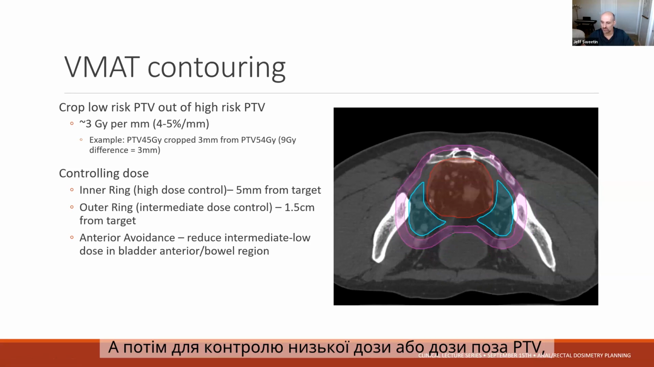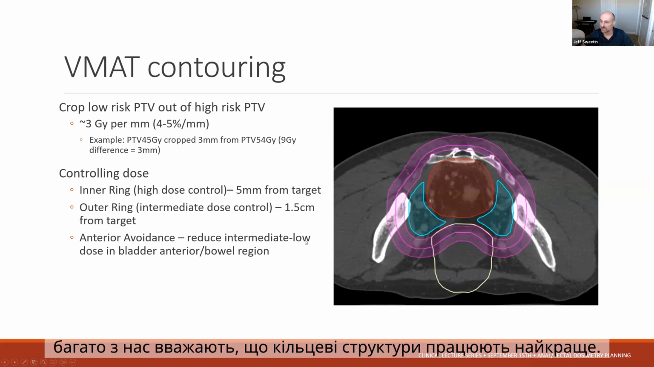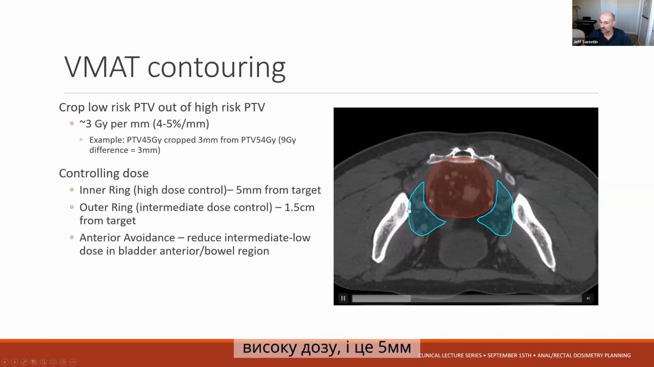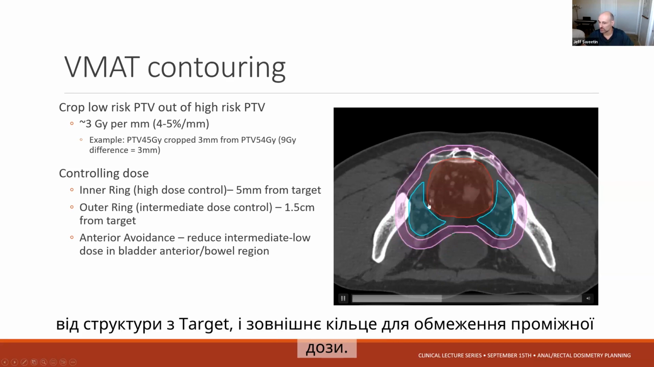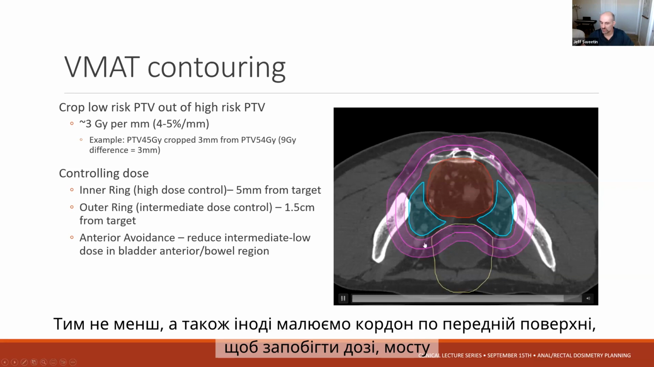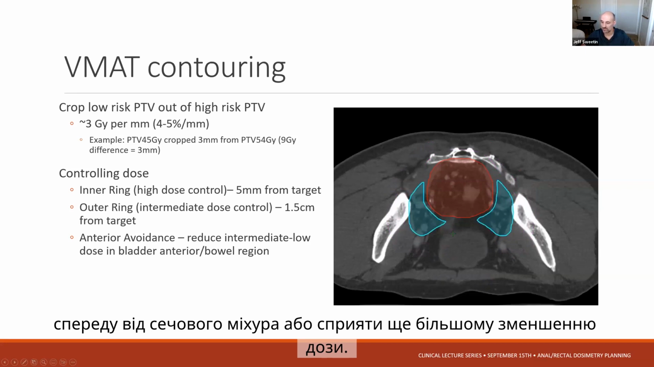And then for controlling low dose, or dose outside the PTVs, a lot of us find that the ring structures work best. An example of something we might use is shown here as an inner ring that will limit the high dose, and that's 5 millimeters from the target, and an outer ring to limit the intermediate dose that's farther from the target. And also we'll sometimes draw an avoidance sector in the anterior to prevent low dose bridging anterior to the bladder or help reduce bowel dose even further.